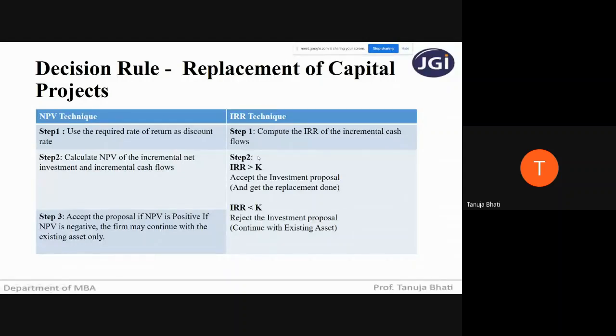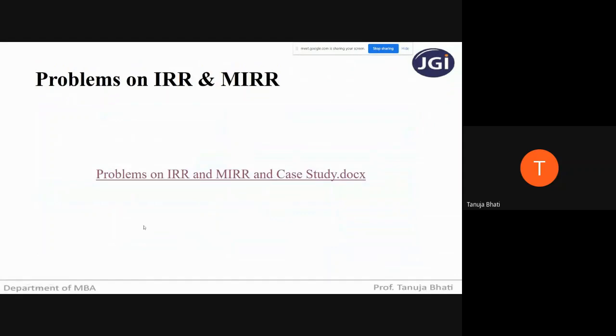IRR technique, as I've already revised, how to find out IRR, but IRR also has to be found out only of incremental cash flows. Like, if you are purchasing new machinery, what will be the increased inflows or outflows? If IRR is greater than K, accept it. If it is less than K, reject it. So this was a quick revision about IRR, MIRR and replacement of capital projects, which can come as your case study. So now let us see problems on IRR, MIRR and the case study.